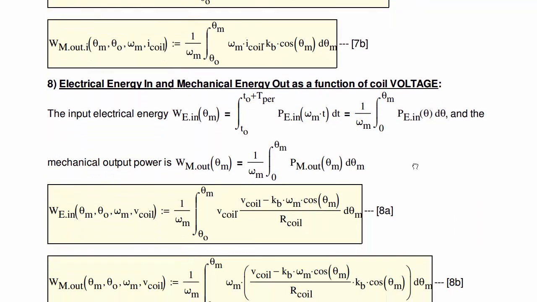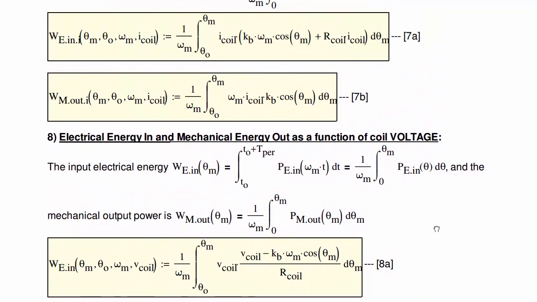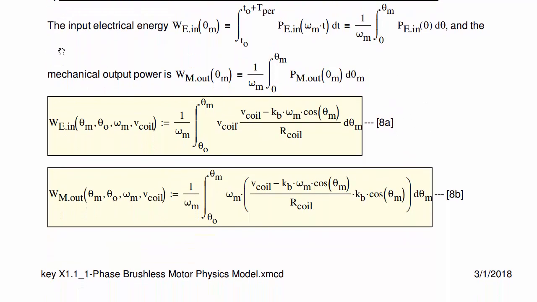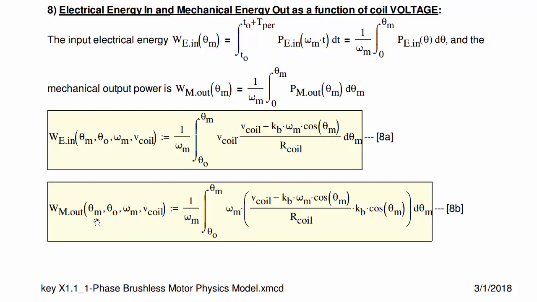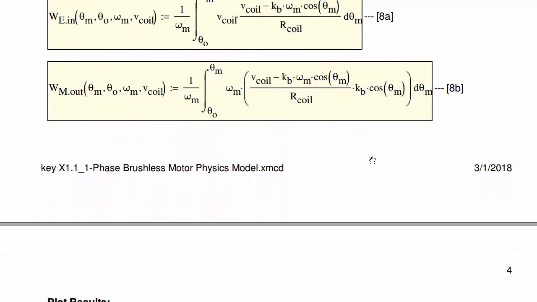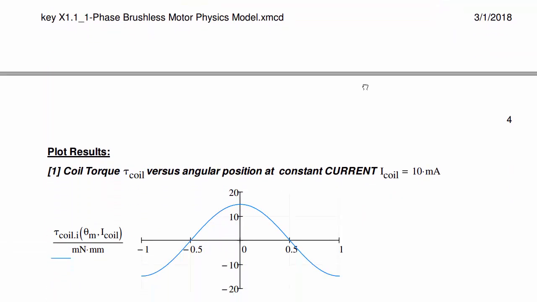Okay, now again these were expressed as a function of current here, but the ones we really want to use are going to be expressions that are a function of V coil, and so that's what step 8 is here. We express the input work and the output work as functions of V coil along with angular frequency and a range of angular positions. And you'll see here in a minute why I chose to pass those angular positions as arguments. So now we're ready to look at some results.